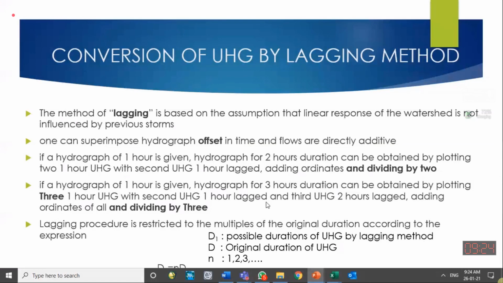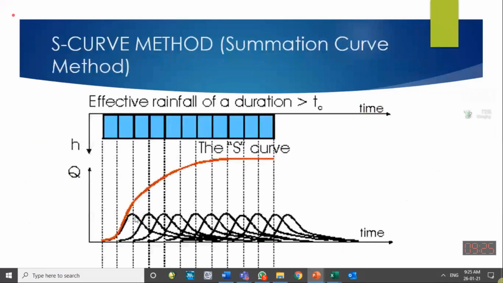A similar example is given over here. If a unit hydrograph of 1 hour is given and we want to convert it into 3 hours, plot three unit hydrographs of 1 hour, lagged by 1 hour from each other. Add their ordinates, and whatever ordinates come, divide by 3. That will be the unit hydrograph of 3 hours. So this lagging method is shown over here.